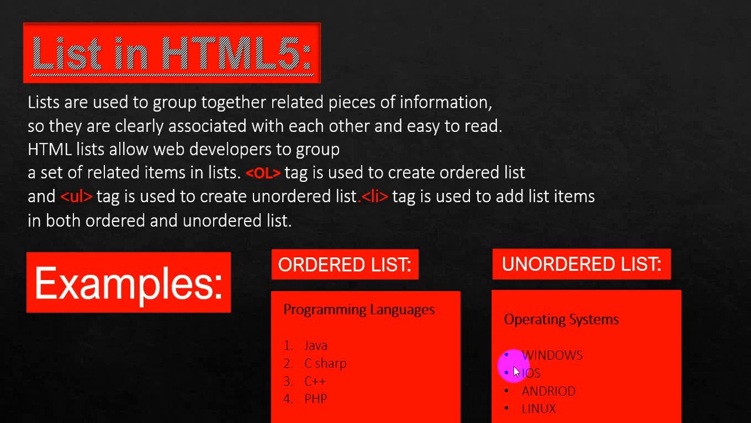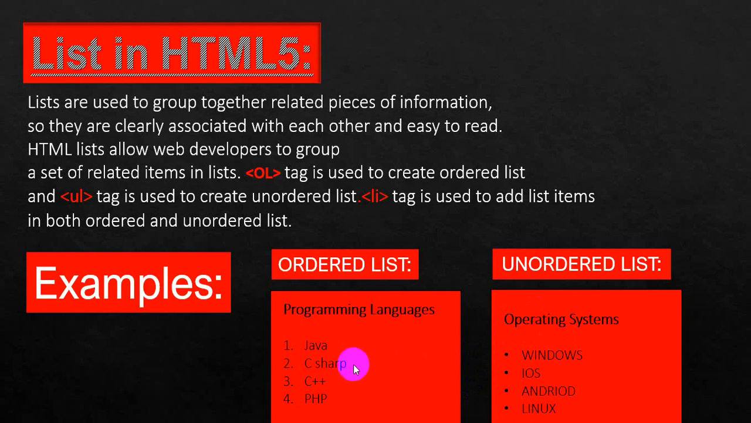And again, if you notice, there is no sequence, there is no ordering. But in that case, there is a sequence. Java is first, C# is second, C++ is third, and PHP is fourth. But here there is no sequence. Sequence and order mean the same. So this list is called an unordered list, because there is no sequence, there is no ordering. Linux can be first, or Android can be first or second, because there is no numbering.